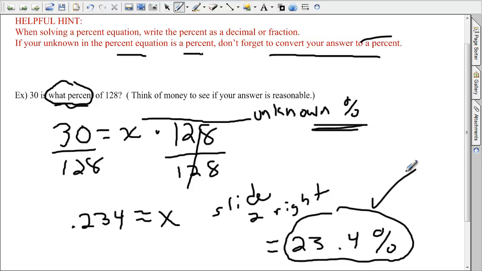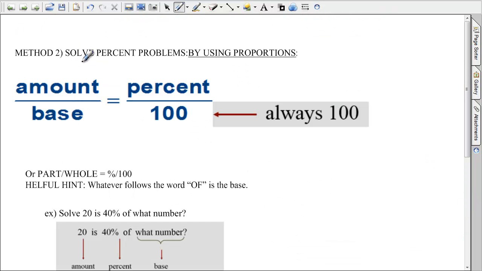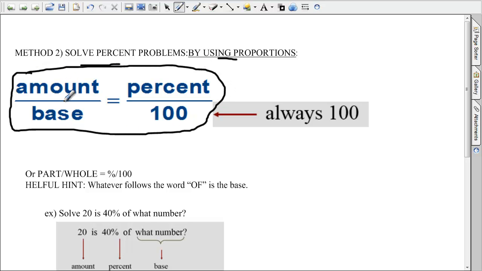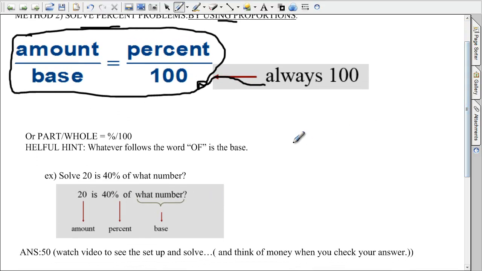Okay, hope that helps. Let's see what we have cooking on the next slide here. Method 2, you can also solve percent problems by using proportions. If you just make this your basic step, so amount over base equals percent out of 100. Notice you always will have 100 on the denominator here. If you try that setup for these problems, it works just as well.